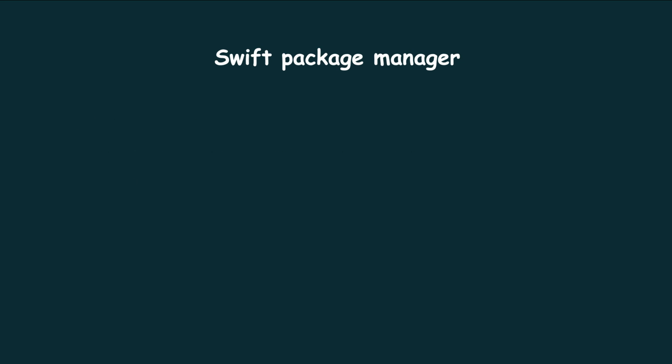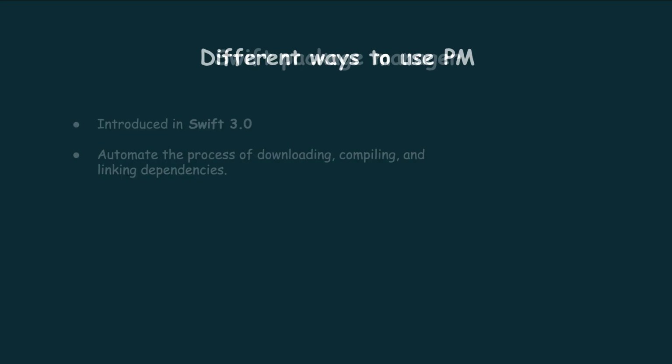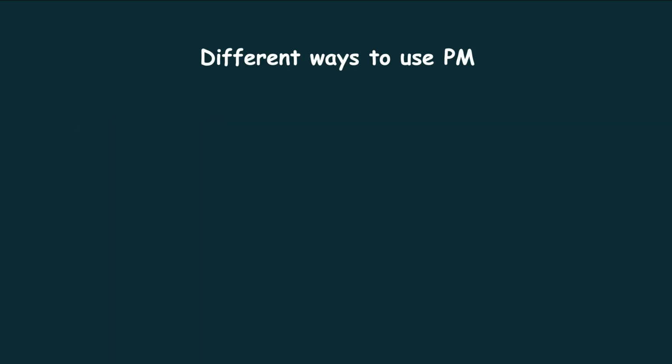your project. If you go in depth, we have different ways to use the Swift Package Manager. One is adding dependencies with the Swift Package Manager. Adding dependencies means you can select any particular library and add that dependency to your project by using the URL.